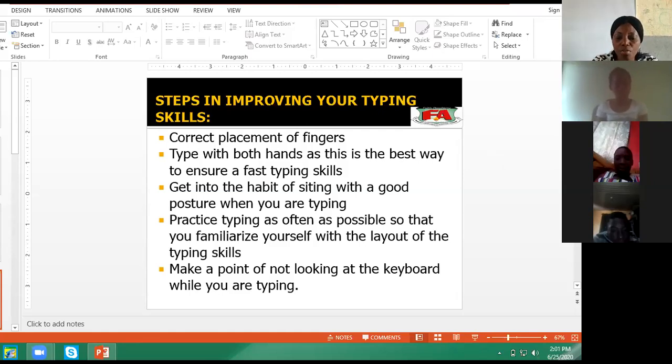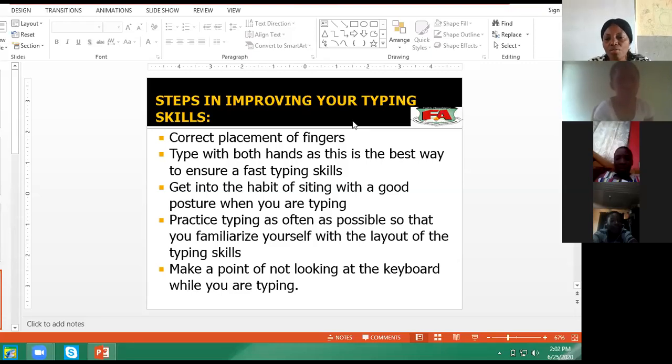So if you master all your fingers with the appropriate keys, you type faster than somebody that is just using one finger to do the punching, okay? Then number three, get into the habit of sitting with a good posture when you are typing. You sit well. You don't sit relaxed. Just the way our boy is doing. No, you can't type comfortably like that. You sit well, okay? You sit firm.